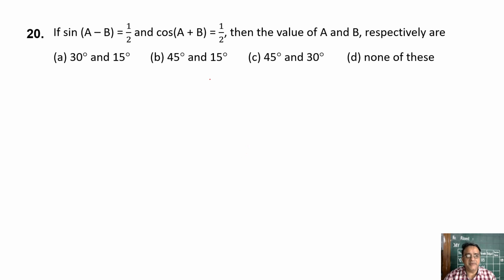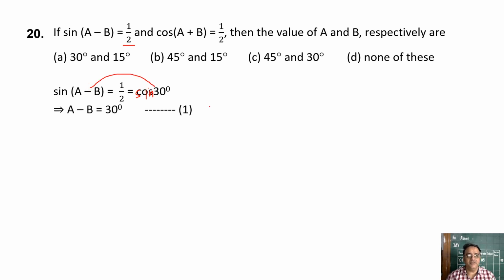If sine of a minus b is equal to 1 by 2 and cos of a plus b is equal to 1 by 2, then the value of a and b respectively are. So sine में हाफ कौन सा एंगल में आता है? Sin 30. साइन 30 डिग्री, राइट. ओके, वन मिस्टेक इज देयर. ओके, सो नाउ इफ वी इक्वेट दिस टू विल गेट a माइनस b इज इक्वल्स टू 30 डिग्री. लेट इट बी इक्वेशन नंबर 1. अब cos में 1 by 2 किस में आता है? 60 डिग्री. सो a प्लस b हो जाएगा 60.